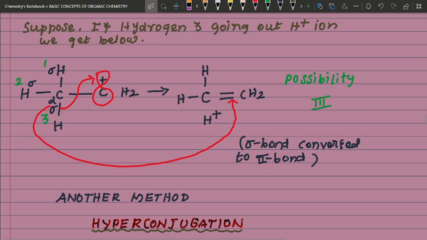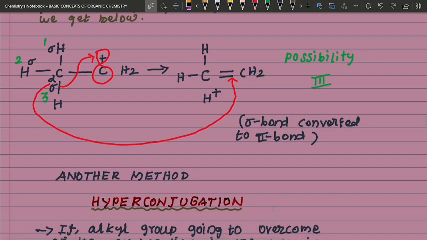Let's see, sigma bond converted to pi bond. Let's see another method.